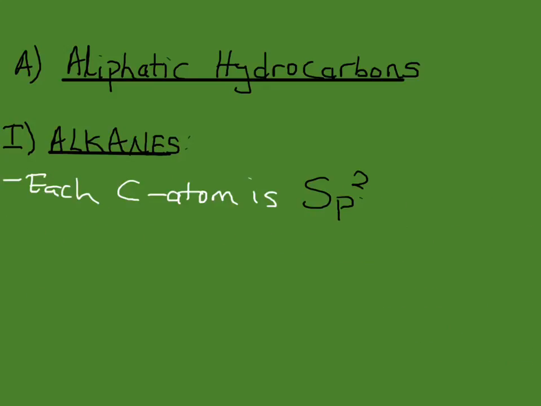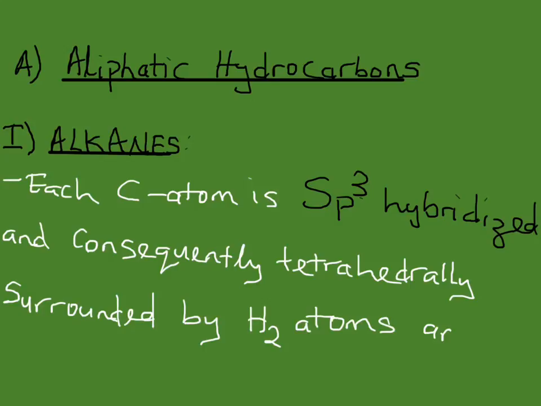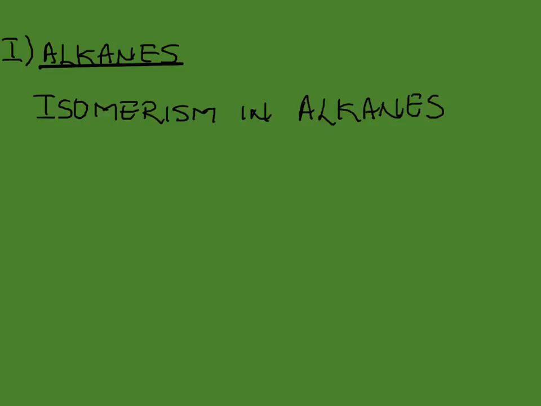Each carbon atom is sp3 hybridized and consequently tetrahedrally surrounded by hydrogen atoms and other carbon atoms. Still under alkanes, what we are going to look at here is isomerism. You did isomerism when you did organic chemistry in Form 5. So I would like you to try and recall what your teacher taught you isomerism is.